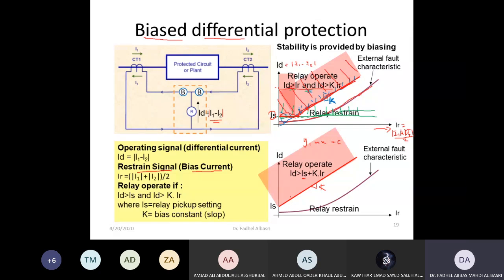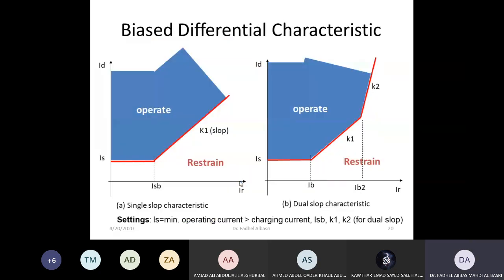And now if this differential current is greater than the straight line, meaning I am above this line, the relay operates. If it lies in this area it operates, and it restrains if it lies below this area. Okay, how do you choose now?